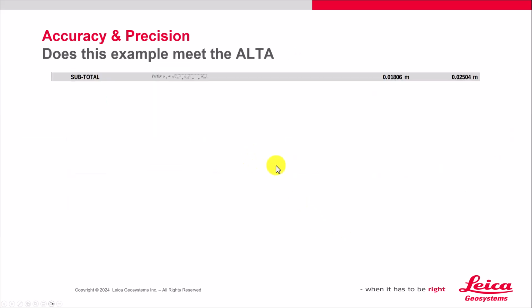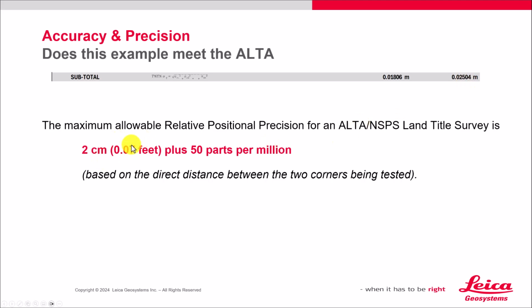Now let's see if this example meets ALTA, because we want to use real-time kinematic networks on ALTA surveys, right? Okay, so we start out with that error we landed on, 0.01806 and 0.02504. And that maximum allowable is 2 centimeters plus 50 parts per million. All right, so again, we have to sum the standard deviation errors to get the root mean square. So we take 0.01806 squared plus that, because we've got 2 measurements, right? Measure 1 point, measure another point. We come up with 0.0255.